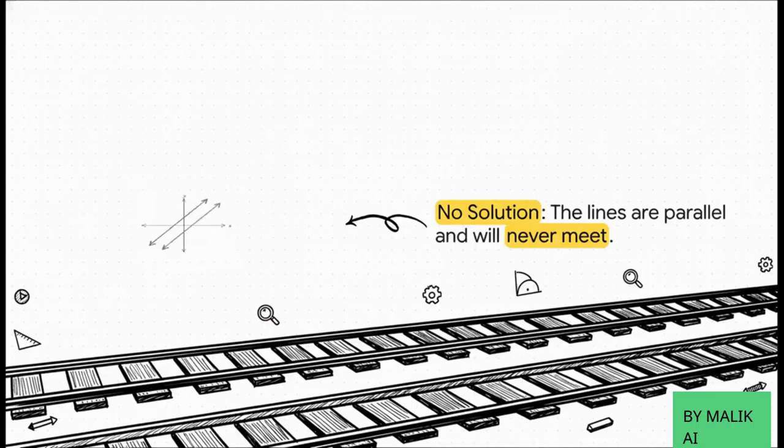Now, what about these? These guys look just like railroad tracks, don't they? That's because they're parallel. They have the exact same steepness, or what we call slope, so they're going to run side by side forever, but they will never ever cross. When you see this, it means there is no solution. There's no point in the universe where both of their stories match up.